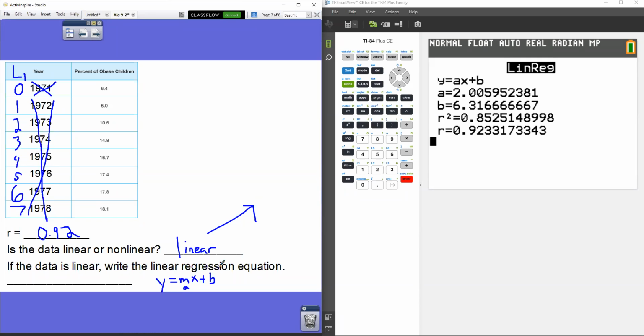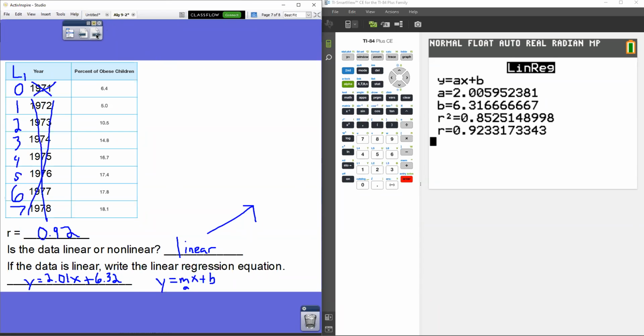If the data is linear, write the linear regression equation. So we have to look at our A value and our B value. Notice that on the calculator, it says y equals ax plus b. So let's round these to the nearest hundredth again. So we would have the equation y equals 2.005, which would really round to the nearest hundredth to be 2.01. Don't forget your x. And then your plus or minus is your b. This would round to be 6.32. Since it's positive 6.32, it would be plus 6.32.